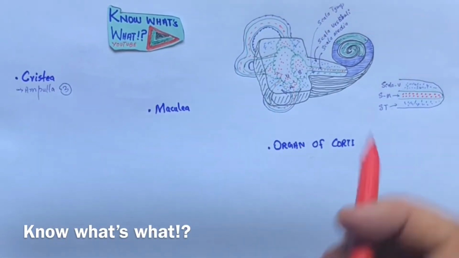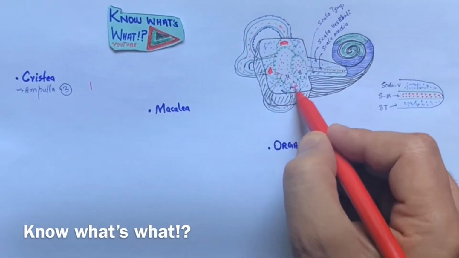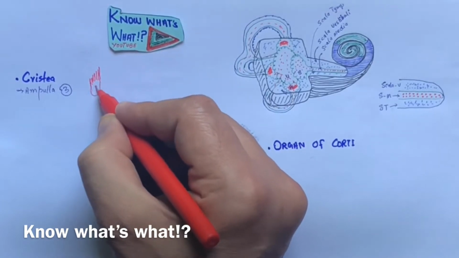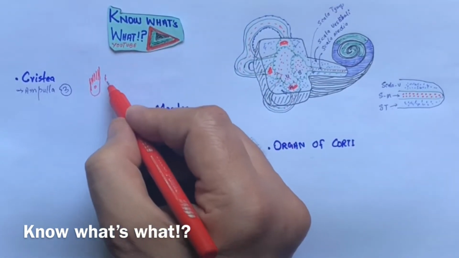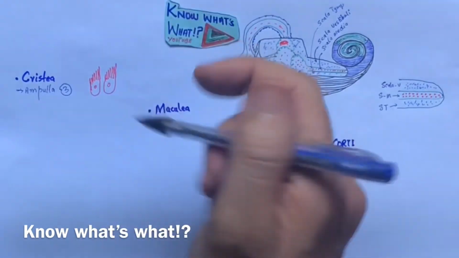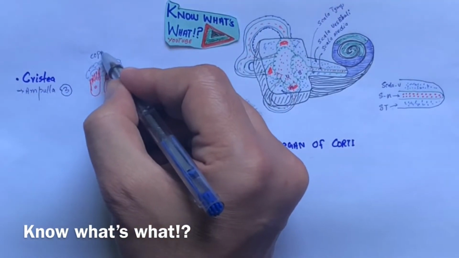And if we look at one cell of the cristae, it has special sensory epithelial cells. And these cells have projections at the top called the cilia. And these cilia are covered by another structure called the cupula. In cristae, it's covered by cupula, right? Here, this is the cupula.